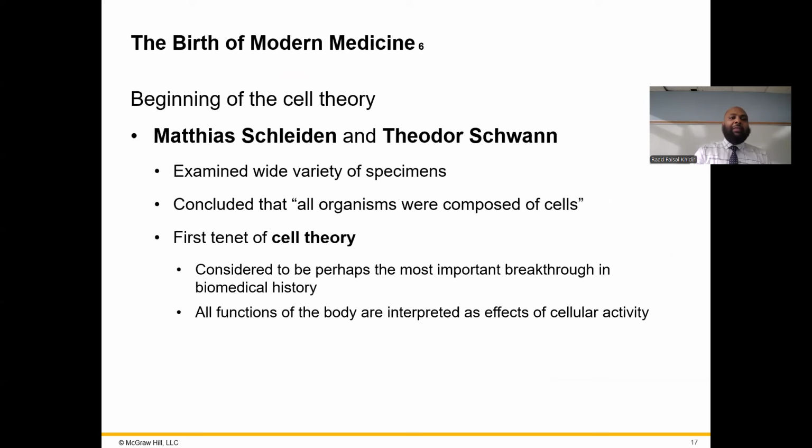Okay. Then came the beginning of the cell theory. What is the cell? All organisms, we said, cells give us tissue, tissue gives us organs, organs give us organ systems that lead to organisms, and many organisms give us a population. So he put the first tenets of the cell theory, what he considered to be perhaps the most important breakthrough in biomedical history, and all functions of the body are interpreted as effects of cellular activity.